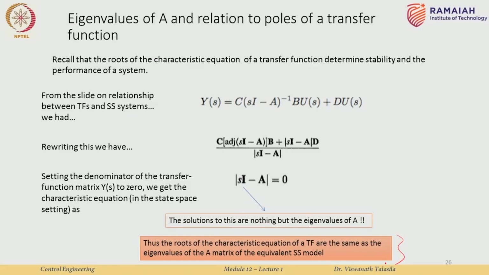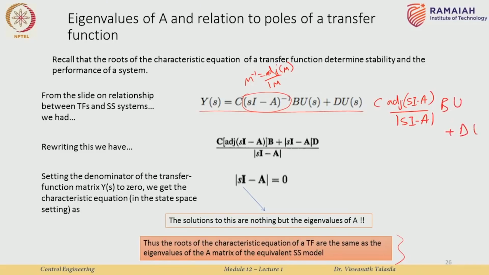So, the derivation is fairly simple. We have our expression, which is over here: Y(s) equals C (sI minus A) inverse B U(s) plus D U(s). Now, let me just rewrite this, remembering that the inverse of a matrix is the adjoint divided by the determinant. So that is what I have written over here. This becomes C adjoint of (sI minus A) divided by the determinant of (sI minus A). You multiply with B, U and add the D U over here. So this entire thing is equal to Y(s).